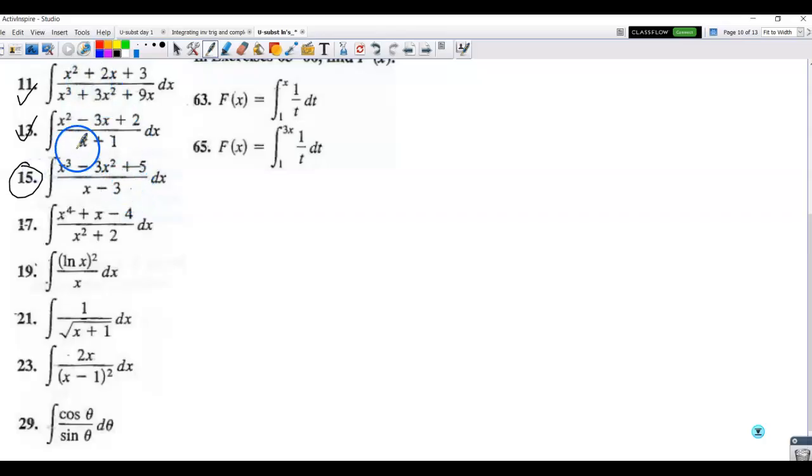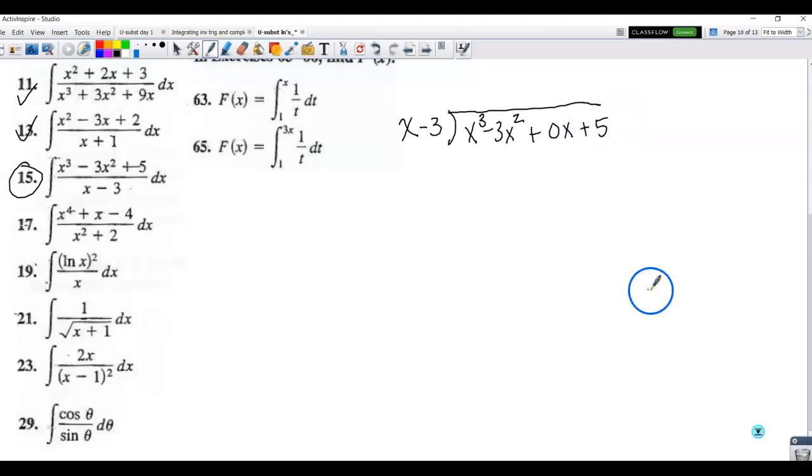In problem number 15, the degree in the numerator is greater. So yes, I am going to do the long division. And watch me carefully here. I have x cubed minus 3x squared. Now, because there is no x, I'm going to put in a 0x, which serves as a placeholder. So I have the 3rd power, 2nd power, 1st power.